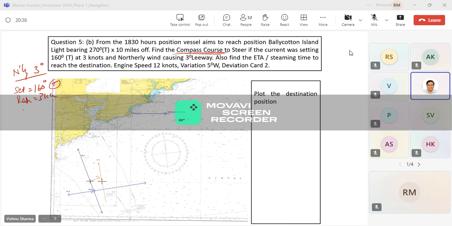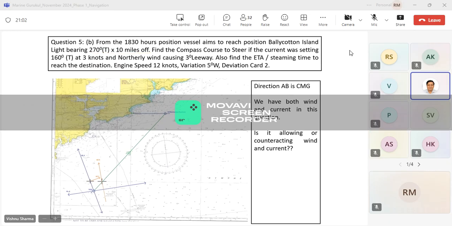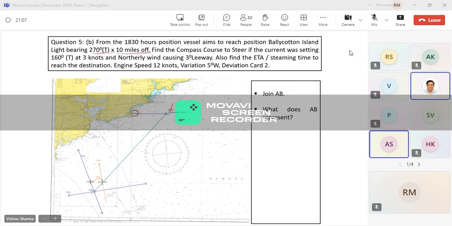Engine speed is given in the question, right? And what does he want? He also wants the ETA at the destination. Has he given anything else to us or no? Is there anything else given in the question, guys? No, sir. Okay. A is the departure position, and B is the arrival position. Am I right? Yes, sir.